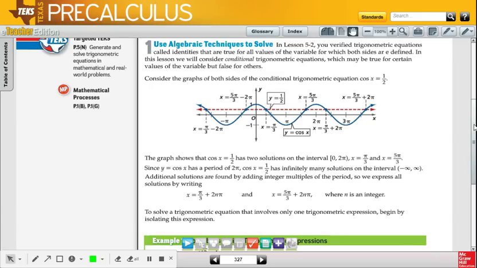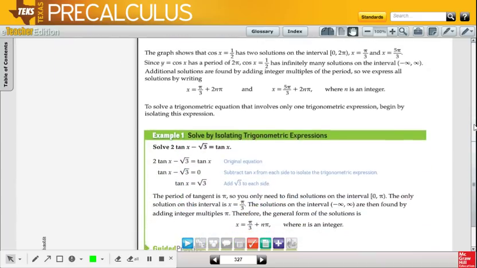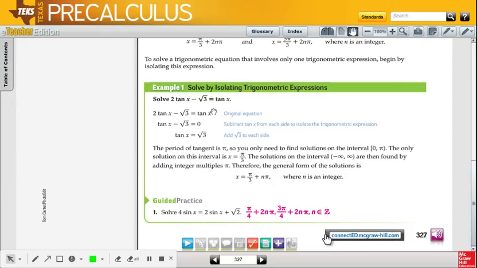But to be successful in this section, you need to know your unit circle. So expect to have quizzes over the unit circle and expect to study and memorize it, especially since it's going to be on the test. So you need to know the unit circle to be well prepared for the test. And the first example is talking about solve by isolating trigonometric expression.